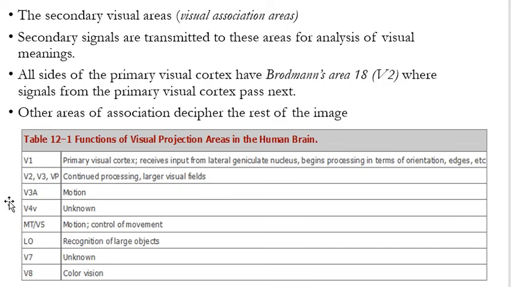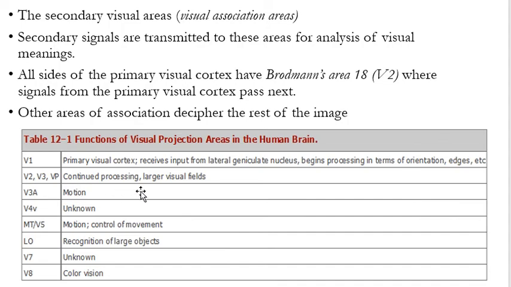And then we have V2, V3, and VP coming in with a continuation of the processing, and also puts in the aspect of the larger visual field. So if you're looking at a bottle, whatever it is, and rays are coming into your eyes, and you're not necessarily focusing on them, those are processed by V2 and V3.